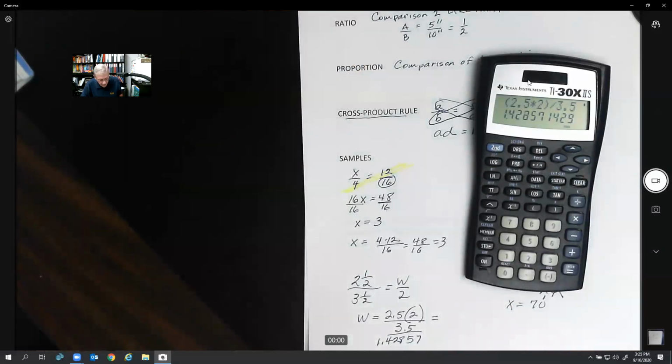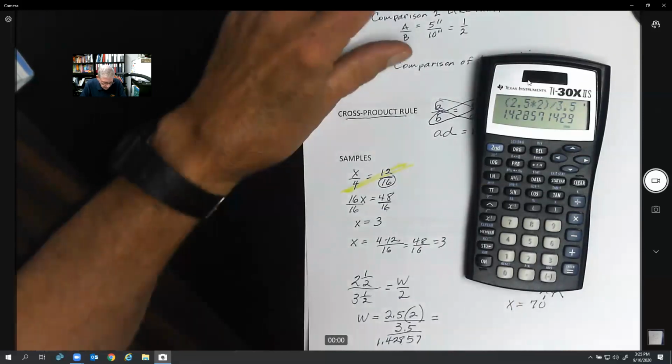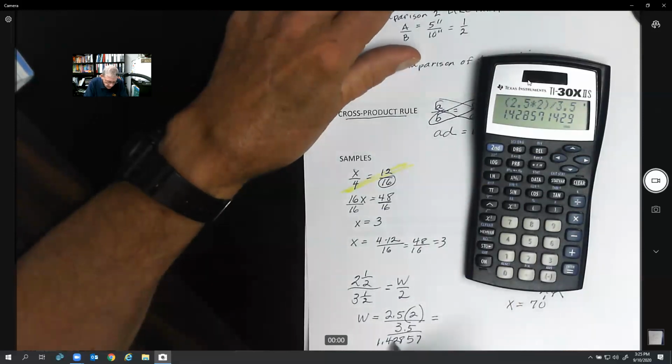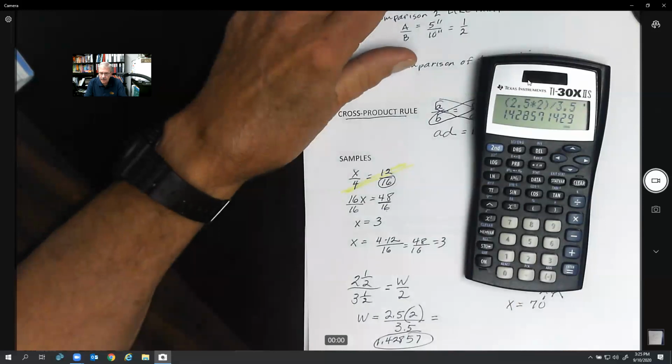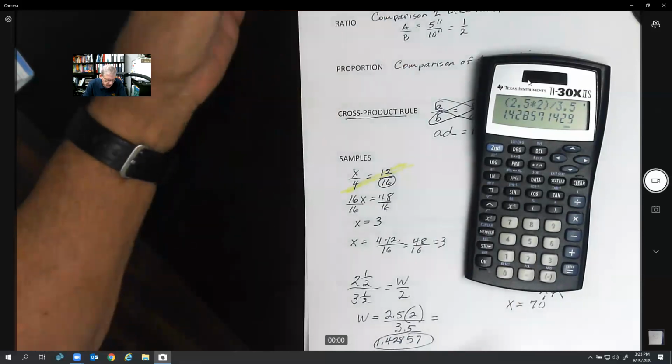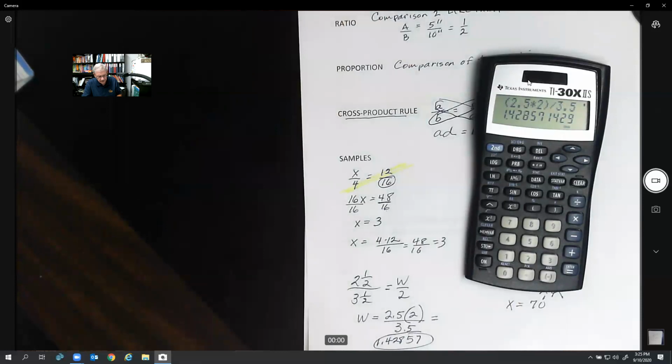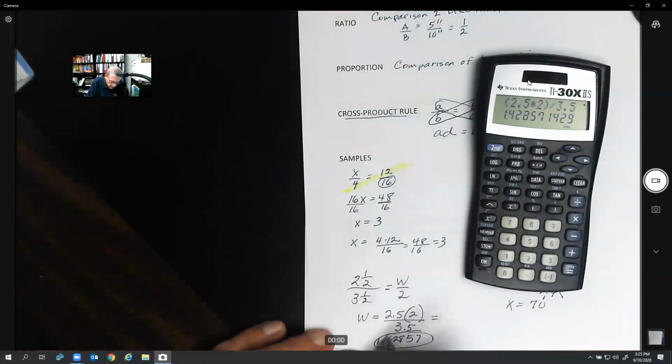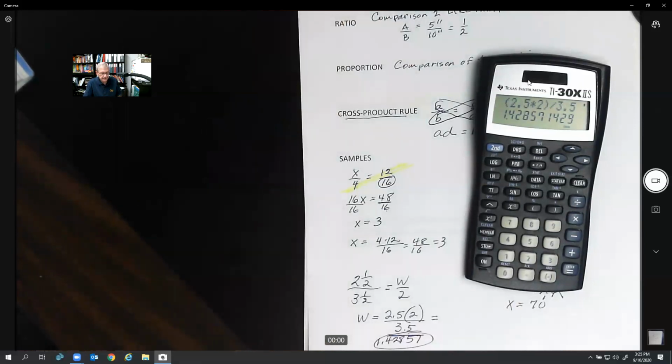Okay, well, I happen to know that 1.42857 is 1/7. So, kind of around that area. But I'd probably just leave this as a decimal and put a line over it showing it's repeating. You could leave it like that.